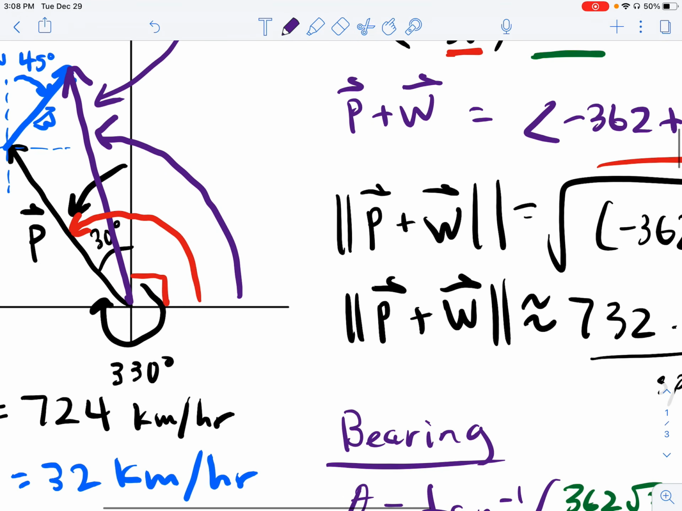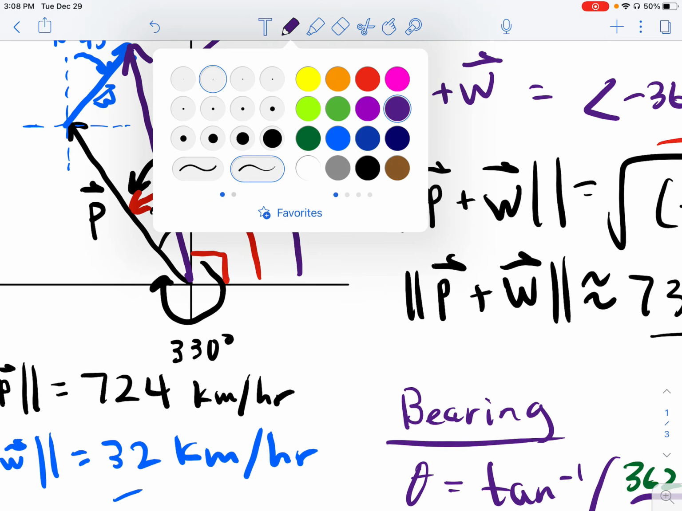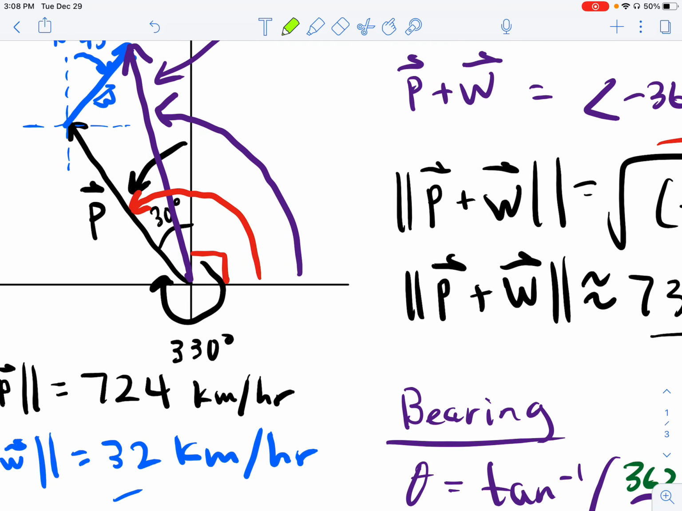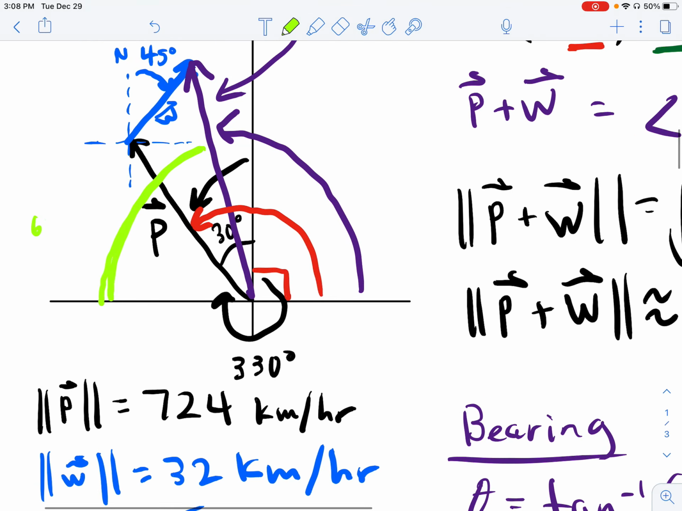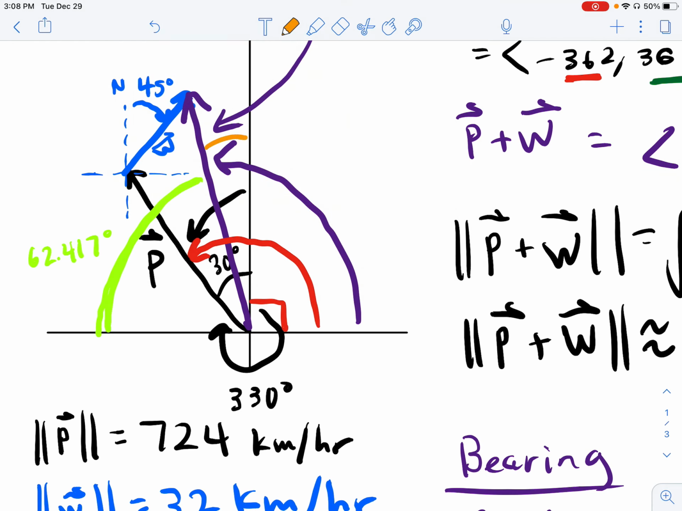So what did the calculator actually give us? Well, if we go back to our diagram, the absolute value of this angle, negative 62, is actually describing this angle here, 62.417 degrees. Well, if we find the complement of that angle, then we'll get this angle here.